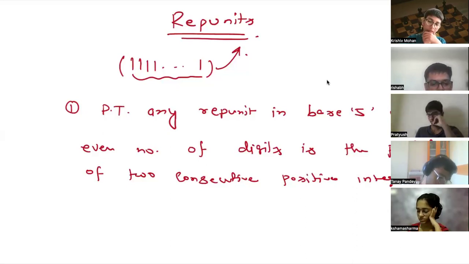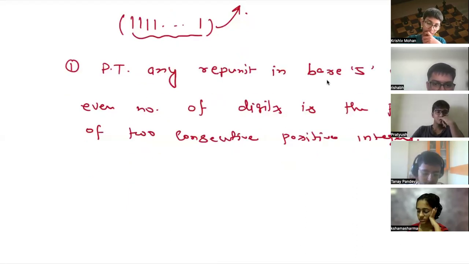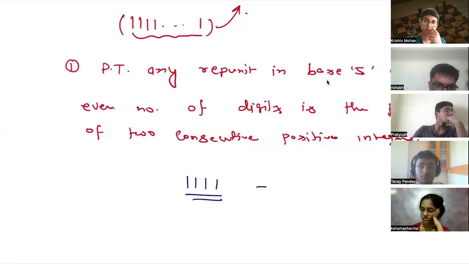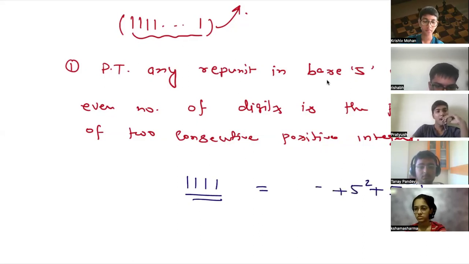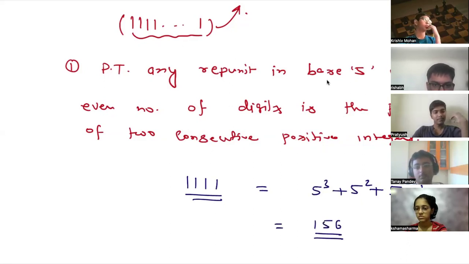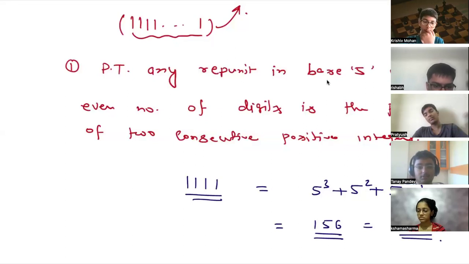Sir, I have a small idea, a small pattern I think I understand. Like for an even number of digits, you can take 4 times. If we are taking this, it is 1 plus 5 plus 25 plus 125, which should be equal to 156. Is this a number that comes as a product of 2? 12 into 13. 12 into 13.